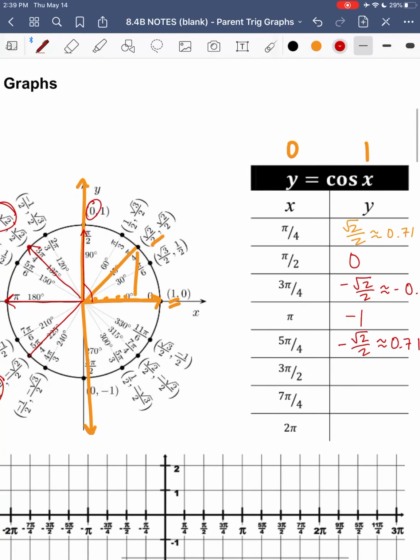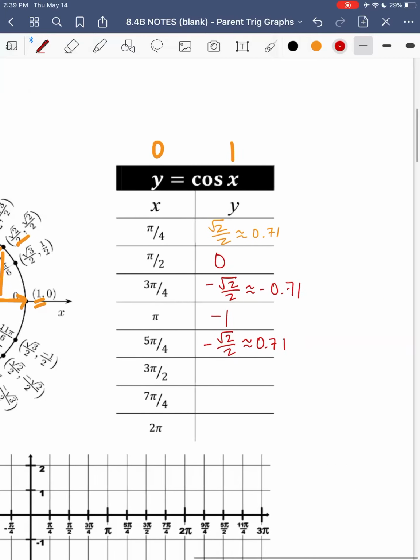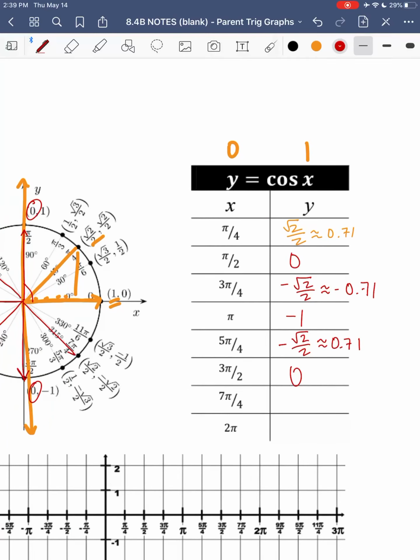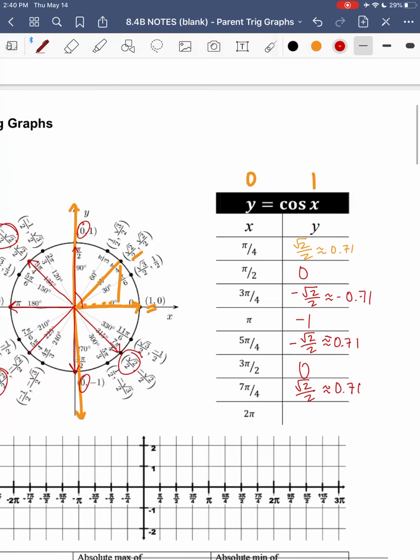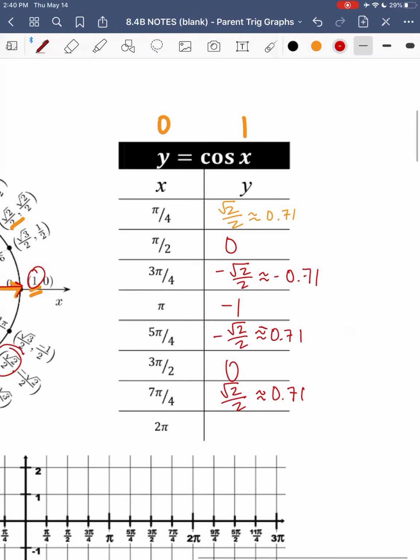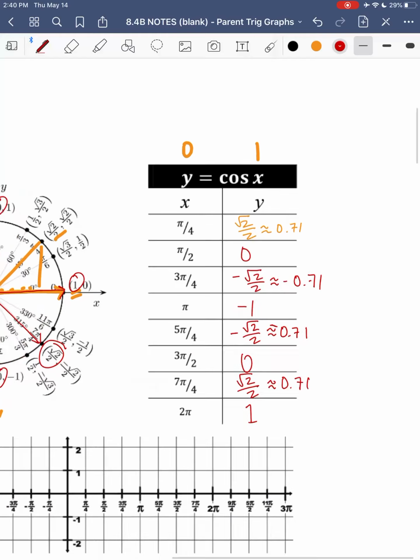At 3 pi/2, we're straight down. So we're wondering how far left or right are we? Well, we're not at all. So cosine of 3 pi/2 is 0. 7 pi/4 is right over here. We're back to the right of the y-axis now, so we're positive square root 2 over 2. This should have been a negative 0.7. I did that same thing on the sine one. Anyway, 2 pi. So back at 2 pi, we're back at the beginning. How far to the right are we? We are all the way to the right, positive 1.